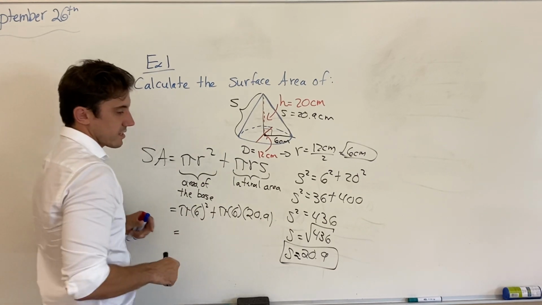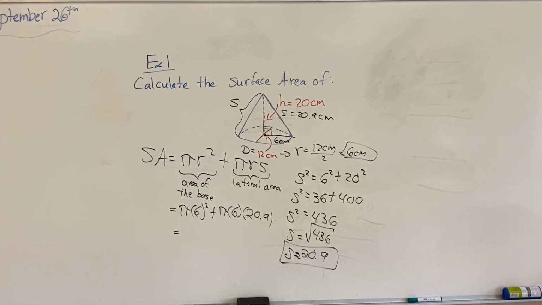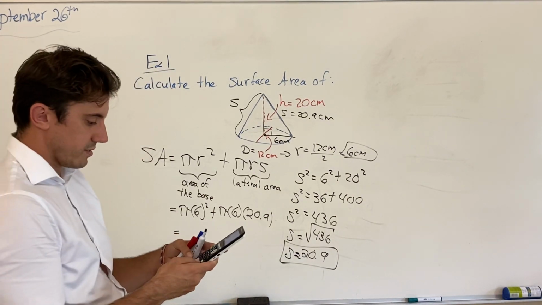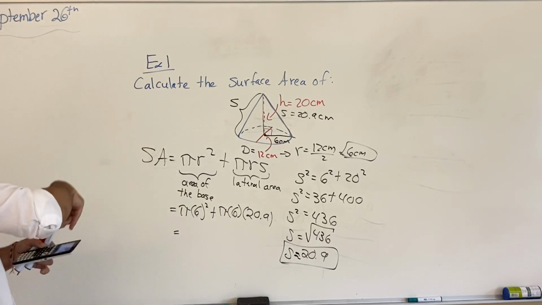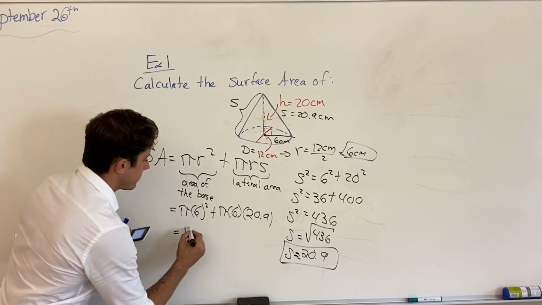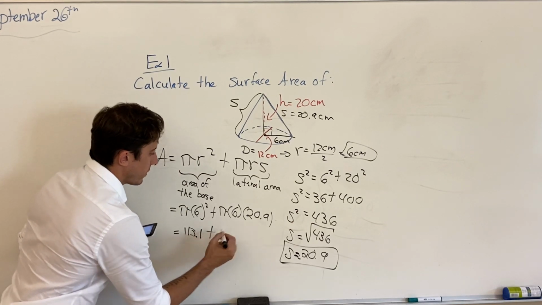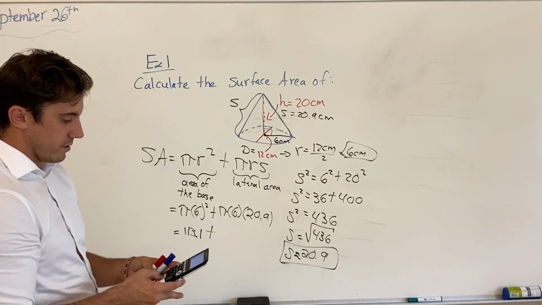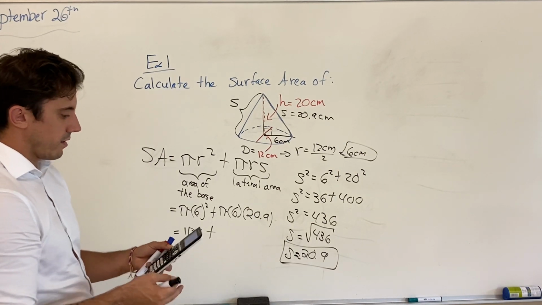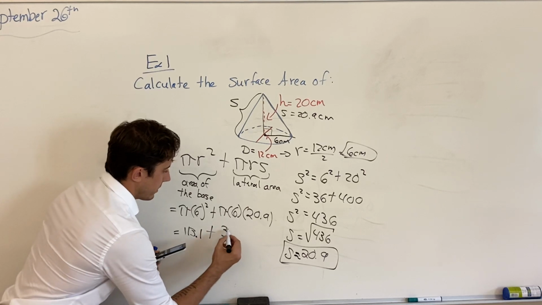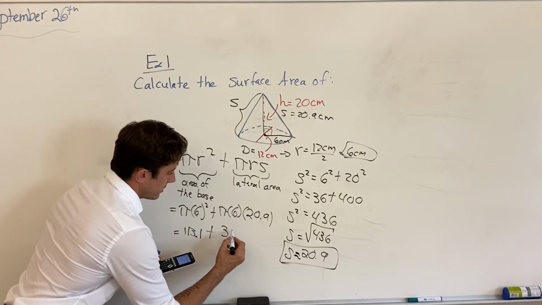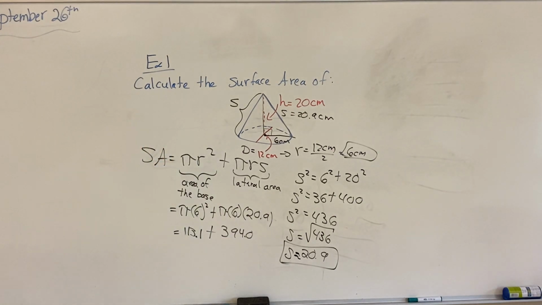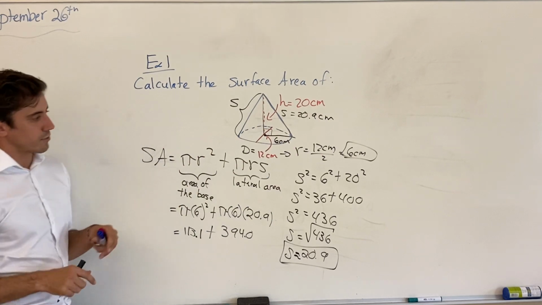Pi times 6 squared. Let's pop that into a calculator. You can use 3.14, but I'm going to encourage my students to use the pi button. It's pi times 36. That is 113.1 plus pi times 6 times 20.9. So that's 20.9 times 6 times pi. It is 394.0, rounding again to one decimal place, to a tenth of a square centimeter.